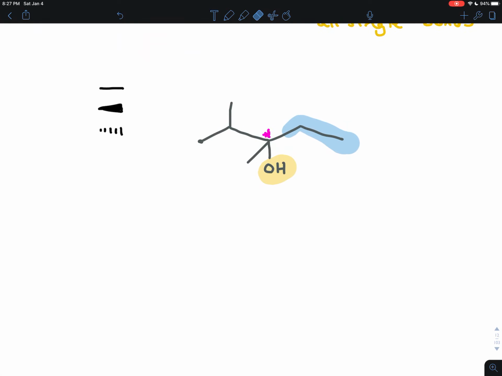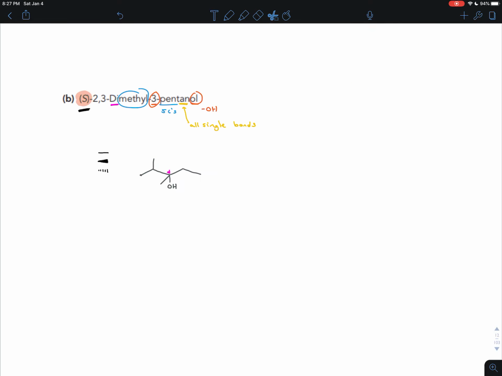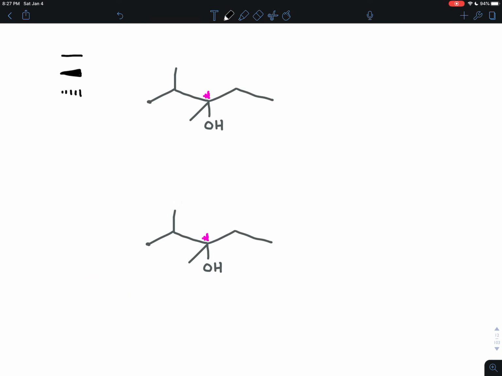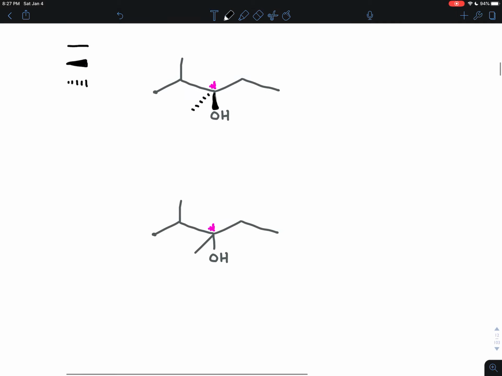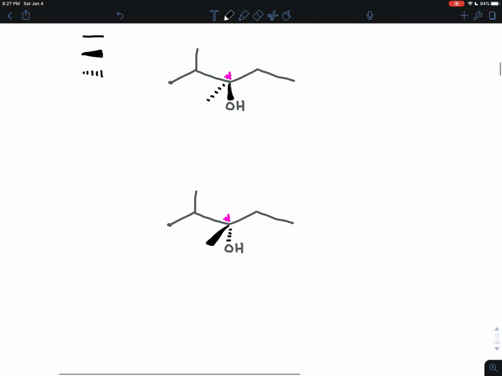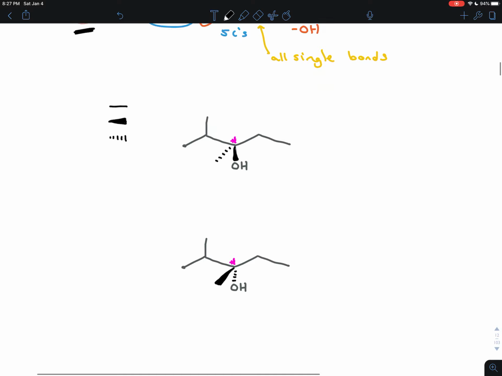Okay, so I'm going to erase these colors. Now, I don't know how to draw this yet, but here are the 2 possibilities. Either the OH could be coming out at us, and the methyl group could be going away, or the OH could be going away, and the methyl group could be coming out at us. So let's think about each of those, see which one gives us the S configuration.